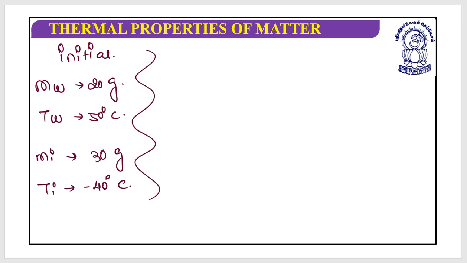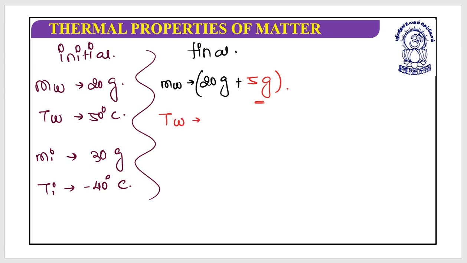Now let's look at the final situation. Finally it has mass of water equal to 20 gram plus this 5 gram. This is the mass which has been melted from the ice to the water, but the temperature of the water is at 0 degree Celsius. Mass of the ice is 30 gram, initially it was there, minus this 5 gram. Yes, because it has been melted.